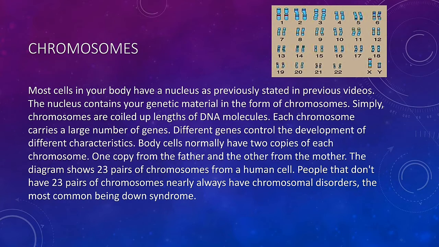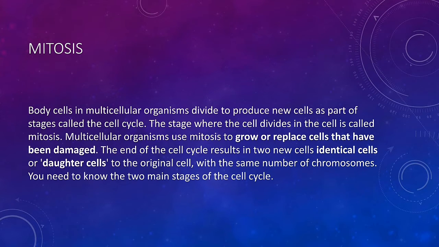Moving on to mitosis. Body cells in multicellular organisms divide to produce new cells as part of stages called the cell cycle. The stage where the cell divides is called mitosis. Multicellular organisms use mitosis to grow or replace cells that have been damaged.